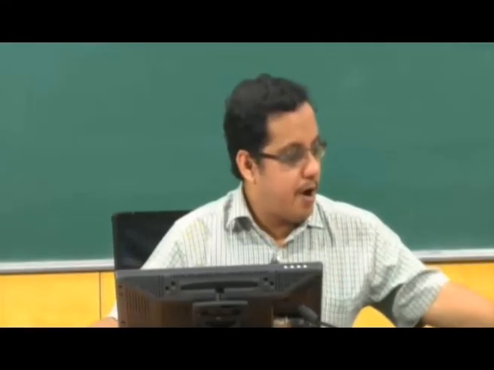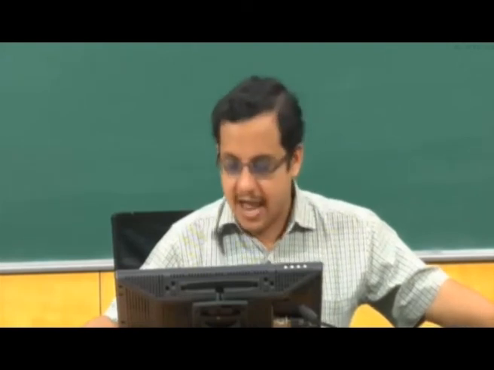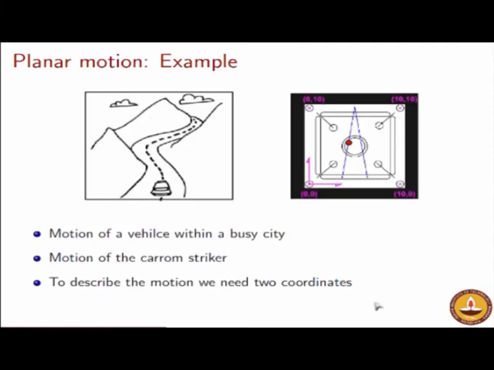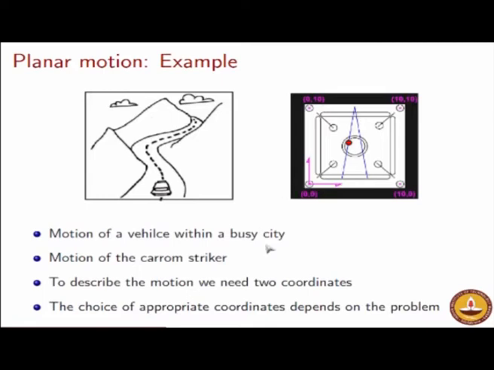So I hope you get the point as to what is the difference between rectilinear motion and planar motion through these two examples. The important point is, to describe the motion characteristics we need two coordinates in planar motion as opposed to rectilinear motion. Now in the carom case we have seen that xy is the obvious choice, but we will bring out more examples with varying levels of difficulty, wherein we will see that probably not the xy system but maybe an r theta system is better.